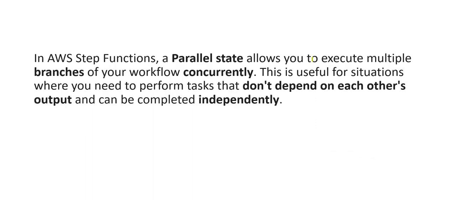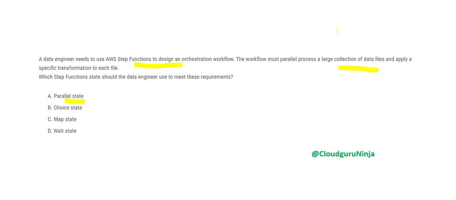What you do is you execute multiple branches of your workflow concurrently. And when is it useful? When you have to perform tasks that don't depend upon each other. They are independent, so they can run in parallel. They do not have to run in sequence. So is our task something which can be done in parallel? Yeah, it does say you must parallel process large collection. So I'm not ruling this out at this point in time.